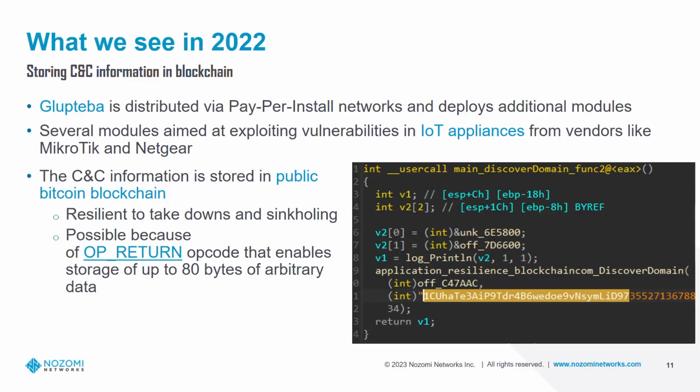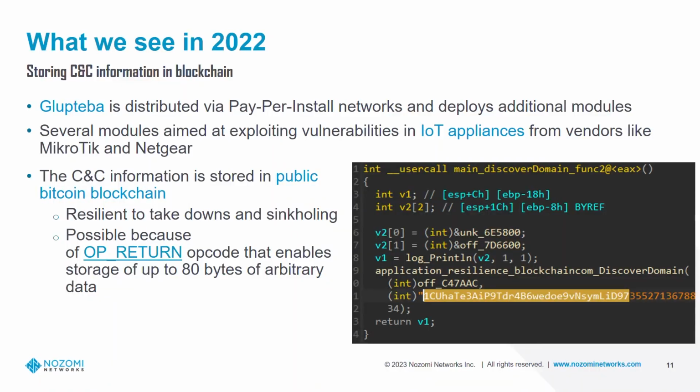The protocol has a particular opcode, OP_RETURN, that allows anybody to store up to 80 bytes as part of Bitcoin transactions, and this space is more than enough to store C&C information. That's what Glupteba authors are doing in this particular case. Here is an example of the source code, how it's implemented, but in short, there are many advantages of why this approach is useful for them. You can't shut down Bitcoin just to shut down Glupteba, so resilience is great in this particular case.